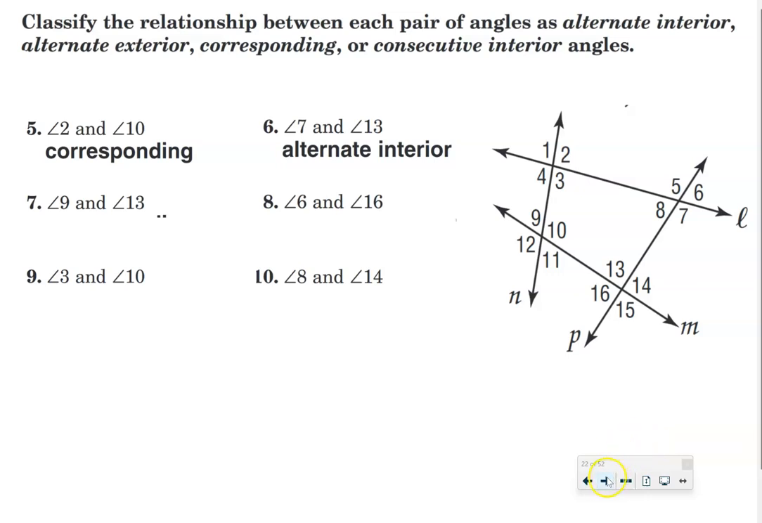All right, take a look at 9 and 13. The M is the transversal. Okay, that's going to be corresponding angles.